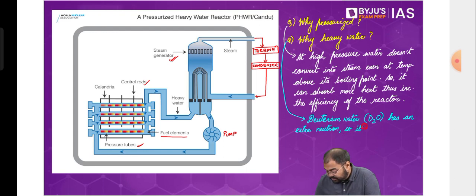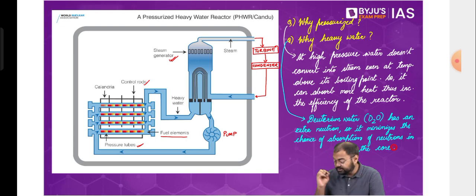So it minimizes the chance of absorption of neutrons in the core. Right? So that's why deuterium water is used, because the heavy water will ensure that the extra neutron does not get absorbed.